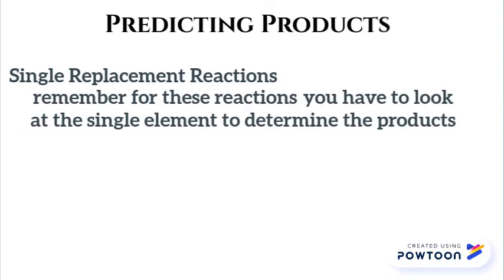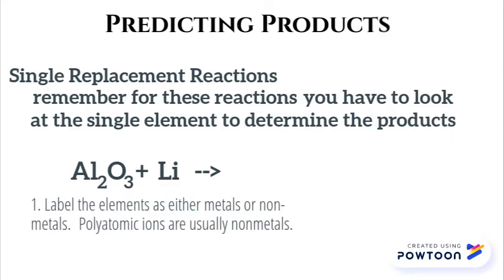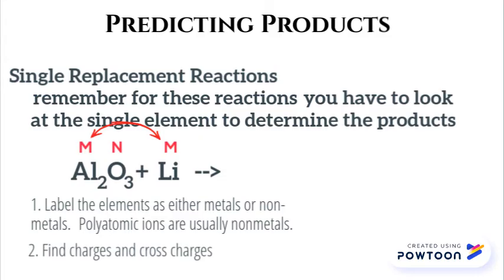Single replacement reactions, remember for these we have to look at the individual element to determine what is going to switch places. So Al2O3 plus Li, we're going to label those as either metals or nonmetals. So metal is aluminum, nonmetal is oxygen, and lithium is the other metal. So because lithium is by itself and it's a metal, they're going to switch places. So now we're going to find the charges and cross the charges. We know that lithium and oxygen are going to come together. So when we cross those charges and make the compound, we have Li2O, and then aluminum is just left by itself.